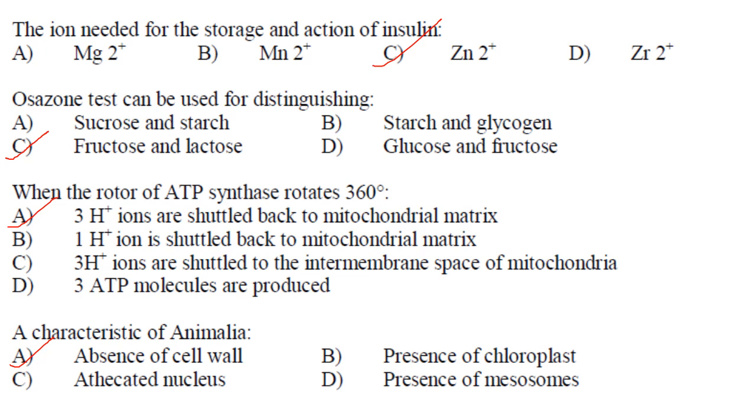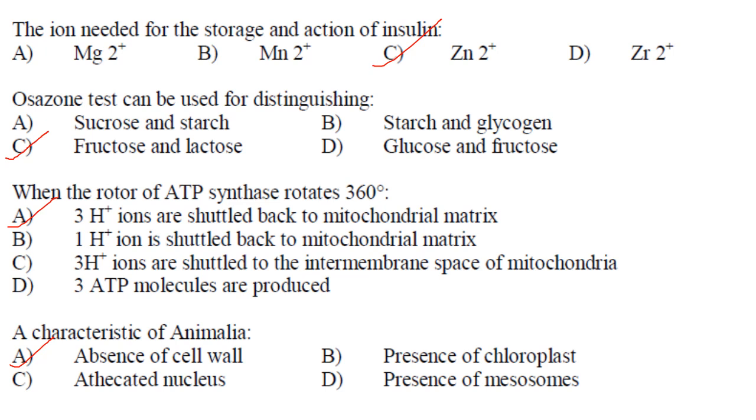The next one. The ion needed for the storage and action of insulin. It is Zn2+ ion. Then the Osazone test can be used for distinguishing. The Osazone test is used to detect reducing sugars. It differentiates between reducing and non-reducing sugars, and it is also used to distinguish reducing sugars from each other.